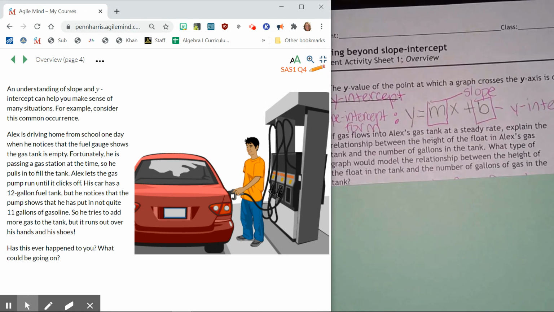But as he's pumping gas, it goes off and it says that he hasn't even put 11 gallons in his tank. So he tries to add more gas, but then he spills gas everywhere, guys. His hands, his shoes, the bottom of his pants. Oh my gosh, now he has to live with that smell. Okay, what in the world happened? He has a 12-gallon fuel tank. He didn't even put in 11 gallons. How was he full?